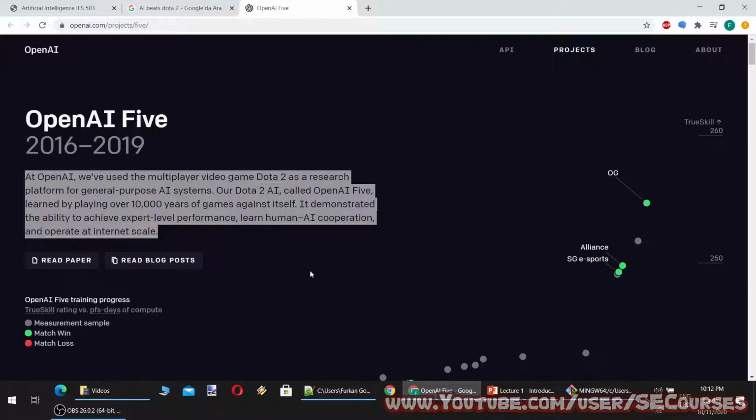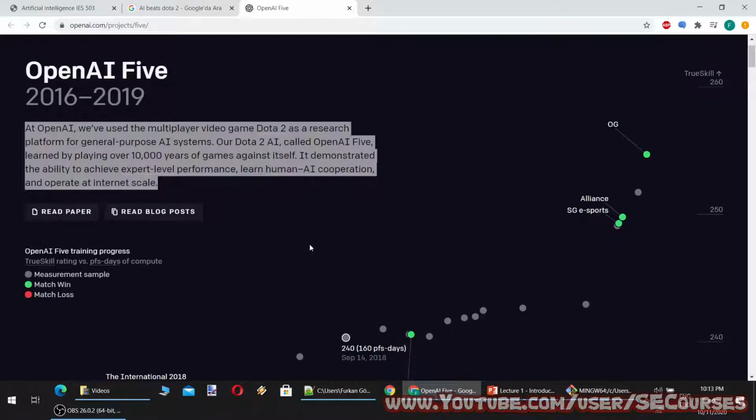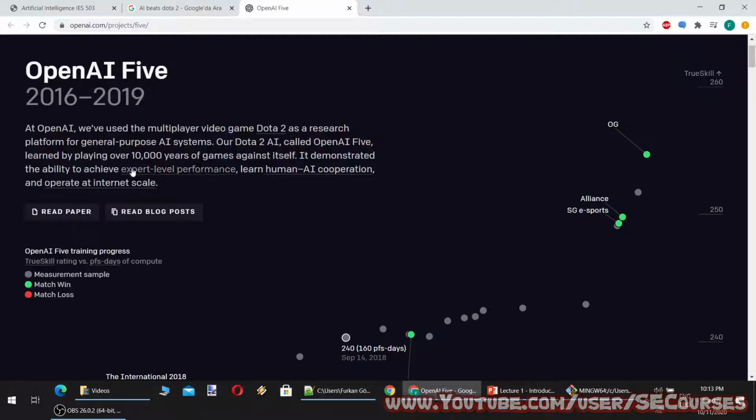At OpenAI, we've used the multiplayer video game Dota 2 as a research platform for general-purpose AI systems. Our Dota 2 AI, called OpenAI Five, learned by playing over 10,000 years of games against itself. It demonstrated the ability to achieve expert-level performance, learn human-AI cooperation, and operate at internet scale.